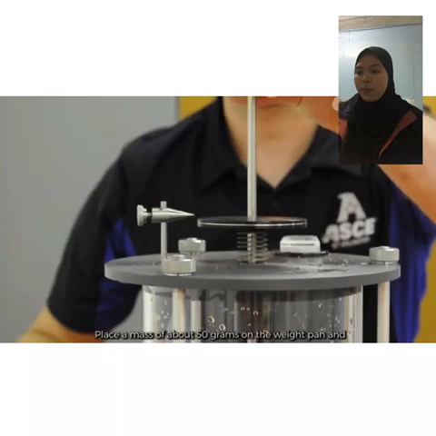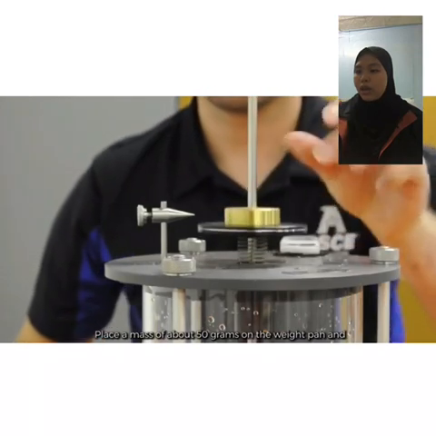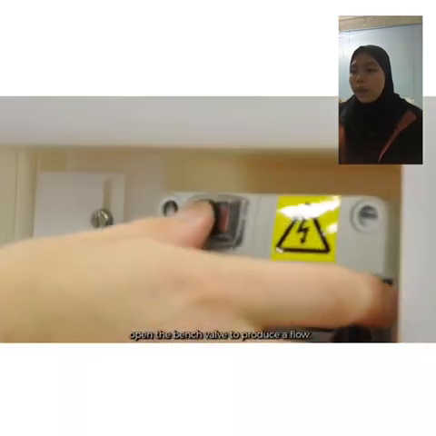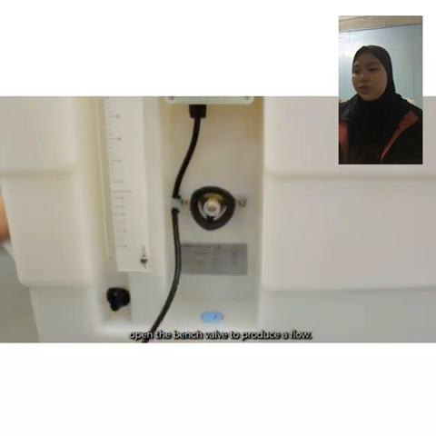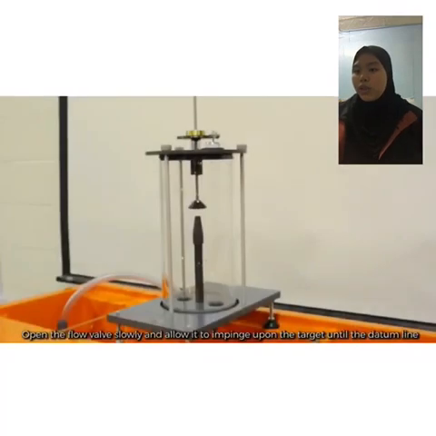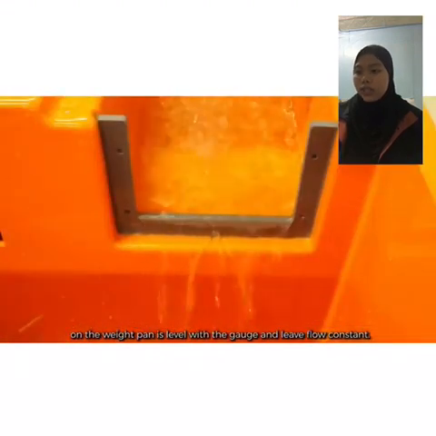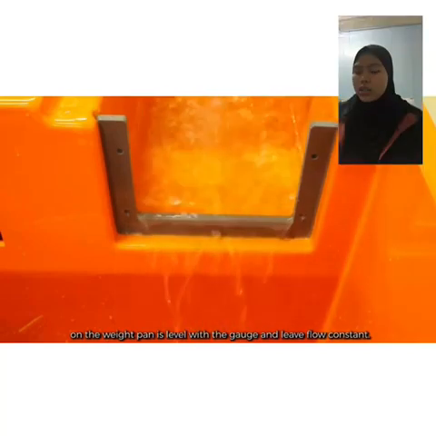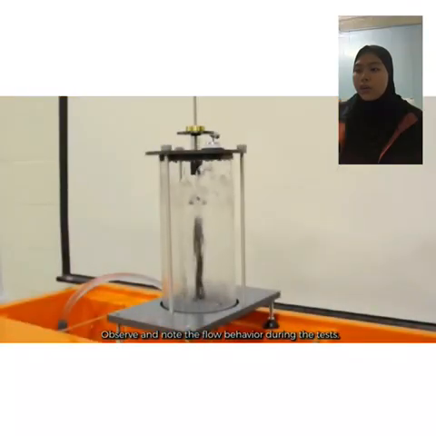oscillating the pen. Place a mass of about 50 grams on the weigh pan and open the bench valve to produce a flow. Open the flow valve slowly and allow it to lift the target until the datum line on the weigh pan is level with the gauge, and leave the flow constant. Observe and note the flow behavior during the test.